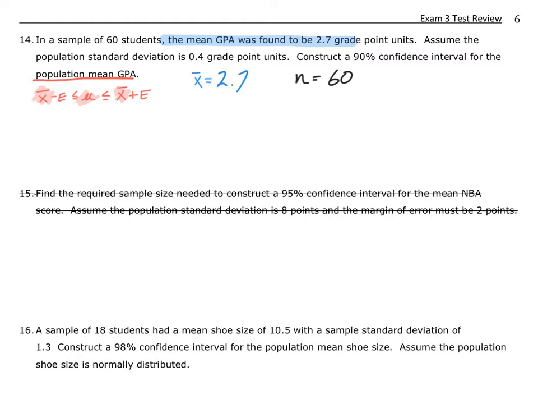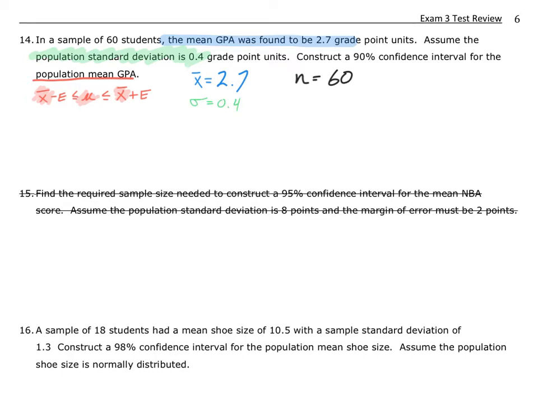The next thing I've got is assume the population standard deviation. Now, this is kind of a big assumption, but the population standard deviation, that's telling me that I've got my sigma. The reason that's a big assumption is because we don't typically have sigma whenever you're trying to solve problems like this. But in this case, we are going to make that assumption. So I have my sigma is equal to 0.4.